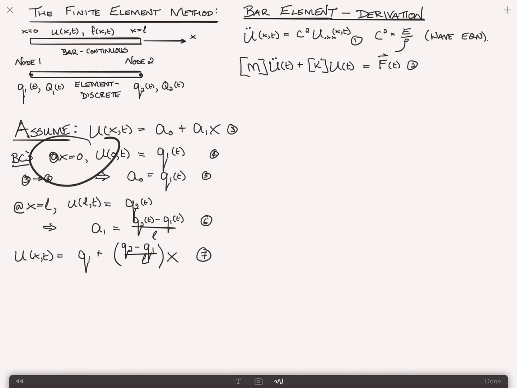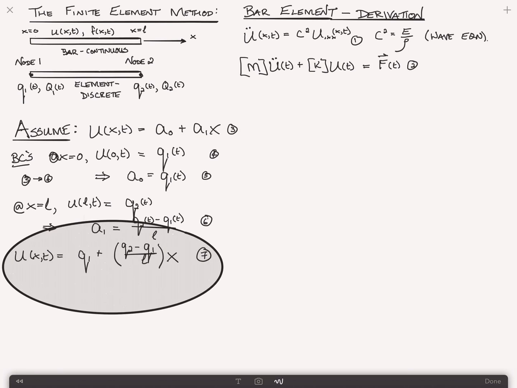I then applied the first boundary condition at x equals 0. I said that u is equal to the displacement q1, since we've specified it. And then similarly, at x equals L, I said that u is equal to q2, and we know that because we've specified it. Based on that, we were able to solve for A0 and A1. We then substitute that back into equation 3, and we end up with this equation down here. Okay? So we found a displacement field.